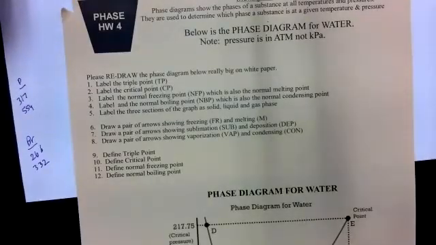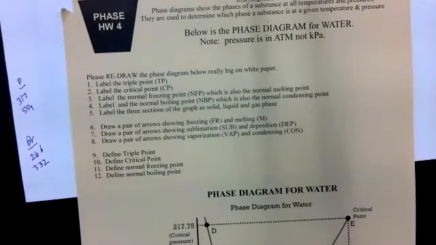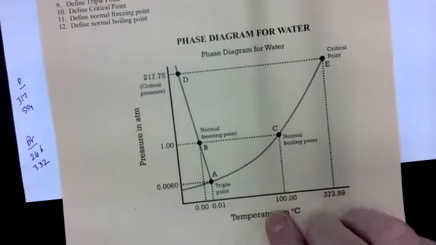All right, kids, this is phase homework number 4. This is the last one. This one is actually pretty simple to do. Below is the phase diagram for water. And please note that the pressure is in atmospheres, not kilopascal. So here's your picture. See it?